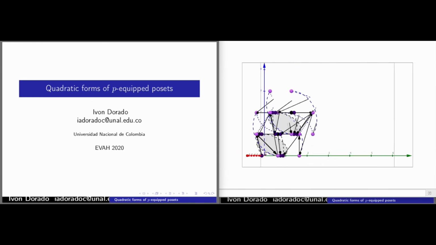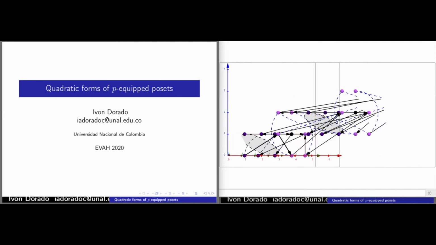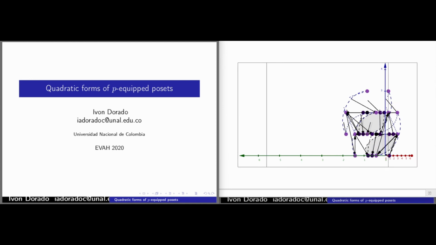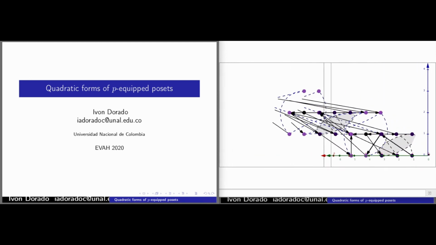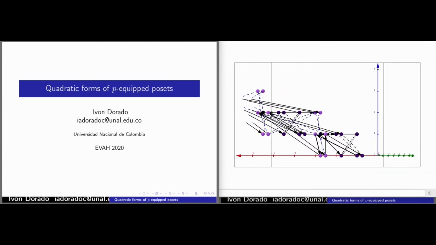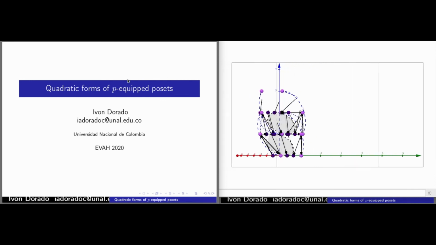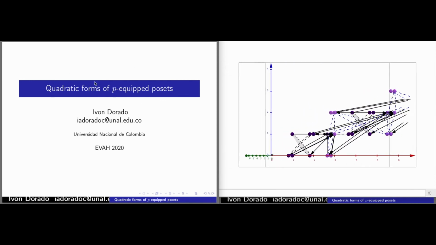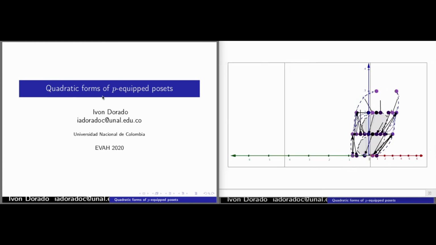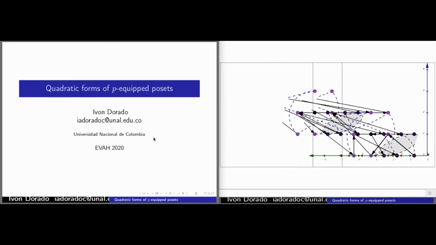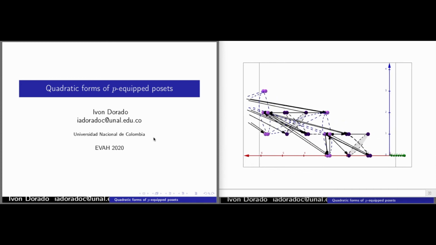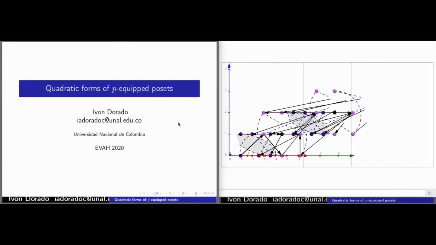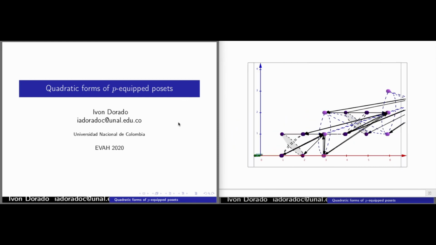My name is Ivonne Dorado, I work at Universidad Nacional de Colombia in Bogotá, and with this video I want to show you how I've been using GeoGebra as a visual tool to study representations of p-equiposets through their quadratic forms. As they are polynomial, I graph some polynomial equations to obtain information about the categories of representations I'm interested in, and it allowed me to present things in a more visual way.